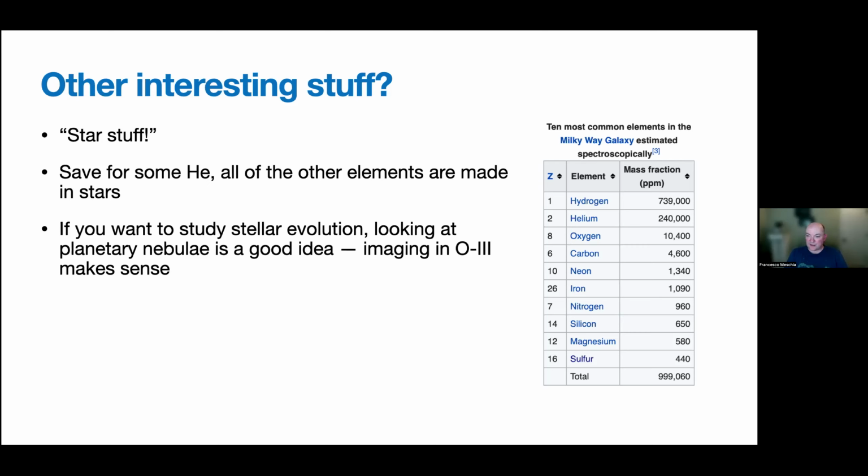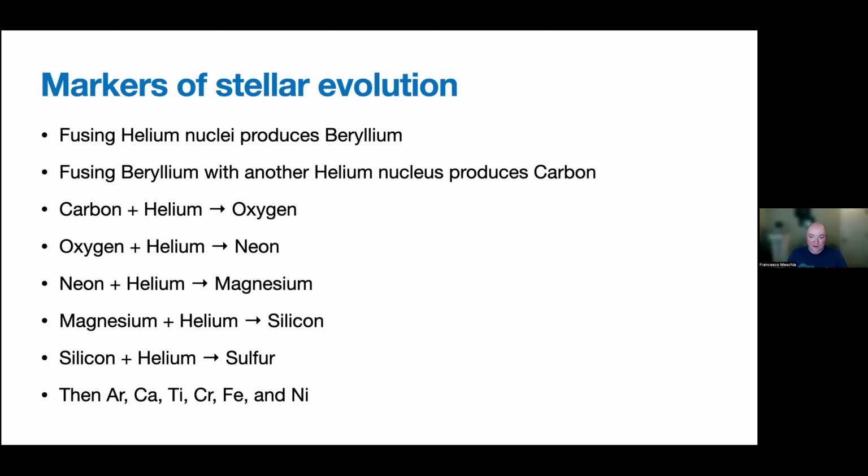Sulfur, with an atomic number of 16, is not a very widely abundant element in the universe, but it's interesting because it's associated with the later stages of evolution of very massive stars. So red supergiants, when they start forming heavier elements. And they are markers of stellar evolution. These are some of the reactions that you find in the so-called multi-alpha process.